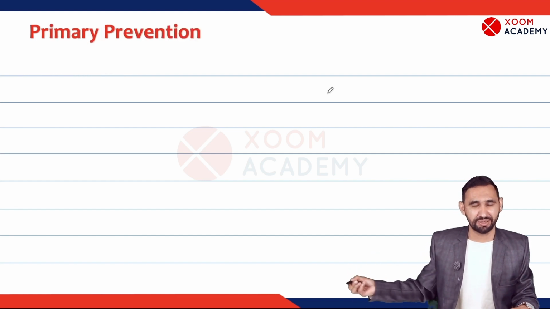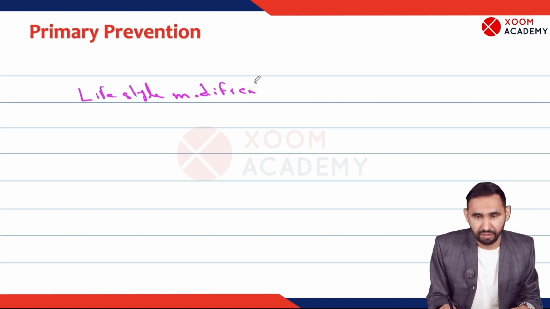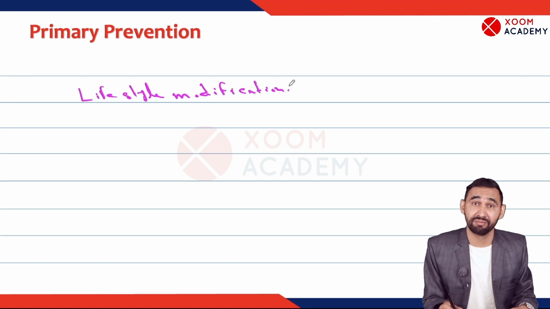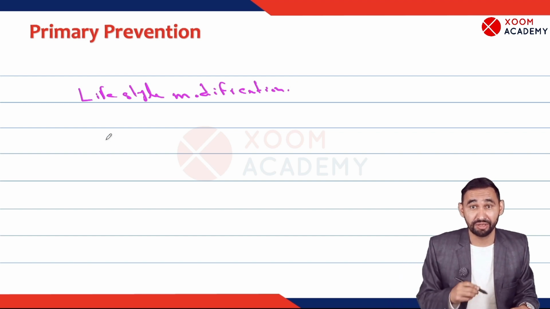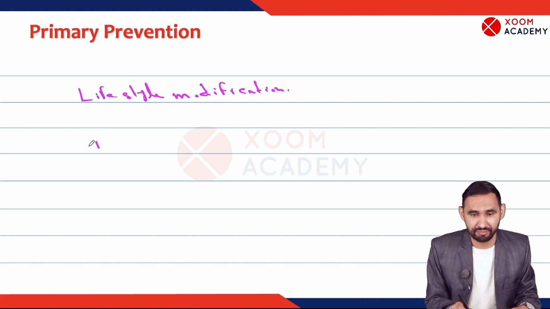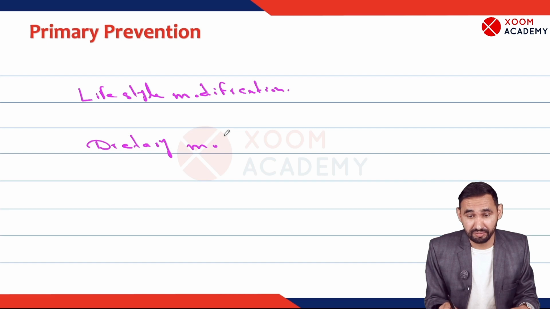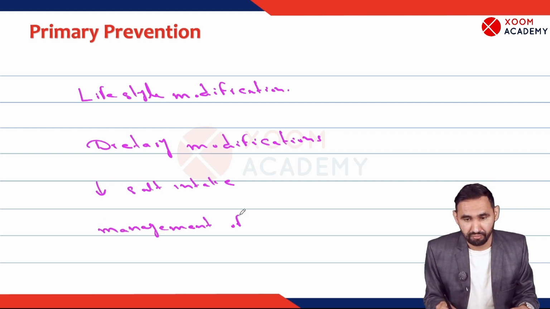What is primary prevention? There is lifestyle modification. Lifestyle should be modified. People should be encouraged to adopt healthy lifestyle measures. They should walk. They should sleep normally. There are dietary modifications. Balanced diet is important. Reduce salt intake. Management of stress can also play an important role in reducing hypertension. Basically, if we control risk factors, we can control hypertension.